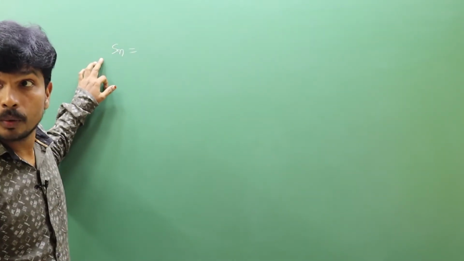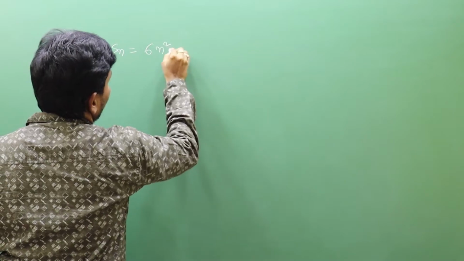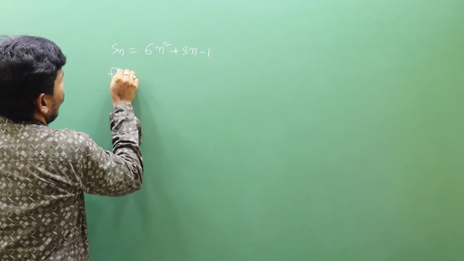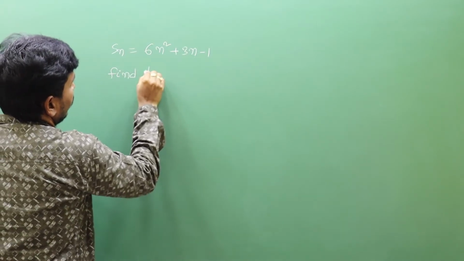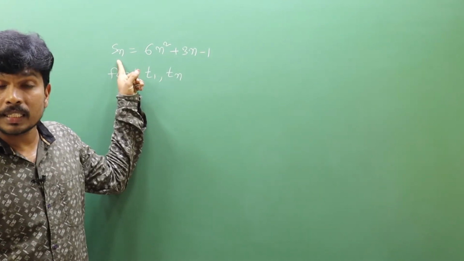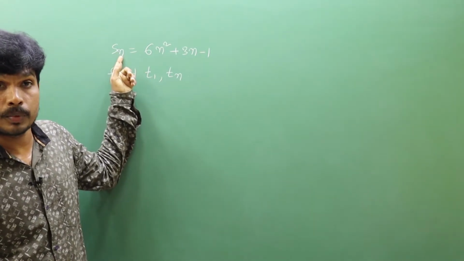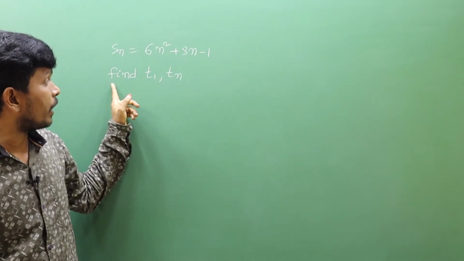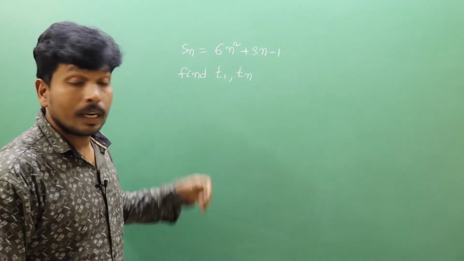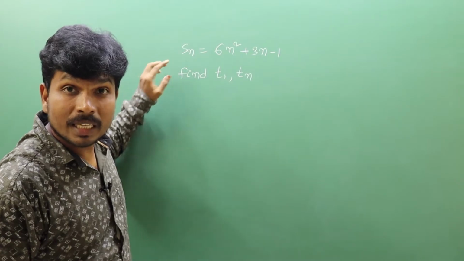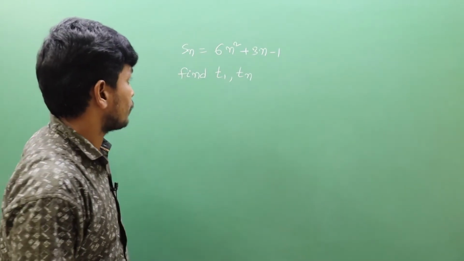Sn is equal to 6n square plus 3n minus 1. Then find T1, Tn. Sn is nothing but a sum of the n terms, equal to 6n square plus 3n minus 1. Then find T1, Tn. Now I am explaining this question. Listen carefully. Here I have given Sn. Sn is nothing but a sum of the first n terms.